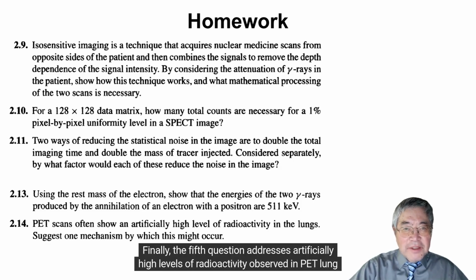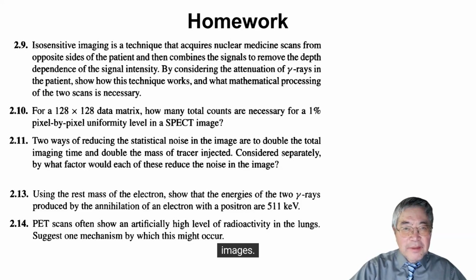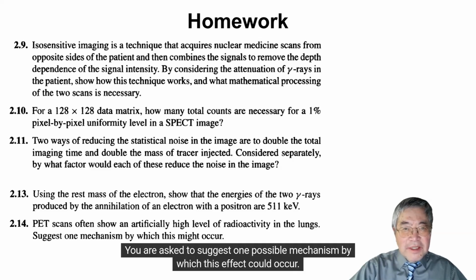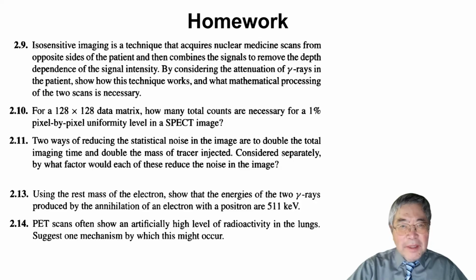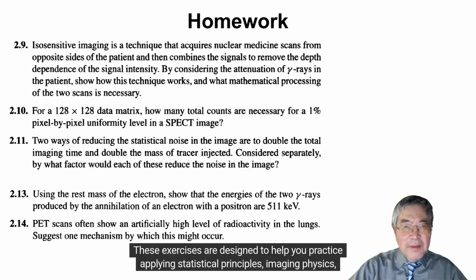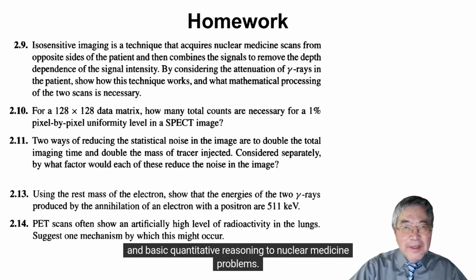Finally, the fifth question addresses artificially high levels of radioactivity observed in PET lung images. You are asked to suggest one possible mechanism by which this effect could occur. These exercises are designed to help you practice applying statistical principles, imaging physics, and basic quantitative reasoning to nuclear medicine problems.